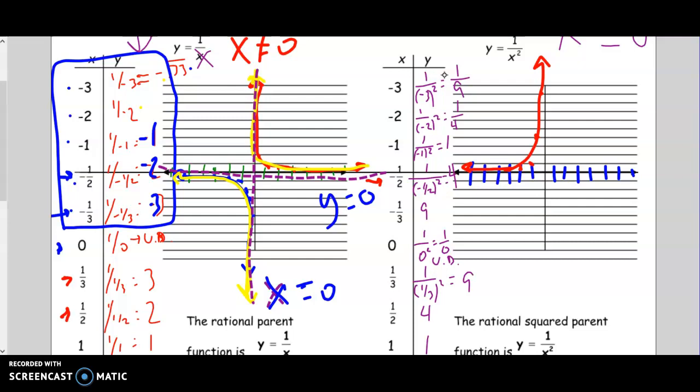As you plug in numbers closer to 0, 1/2, 1/3, you're going to get larger and larger values, 4, 9, 16, 25, 36, 49, hence this blowing up this way. But we cannot plug in 0, so there's no point that we can put above the x-coordinate of 0, so there's nothing up here we can put. All right, that's one branch of this function.